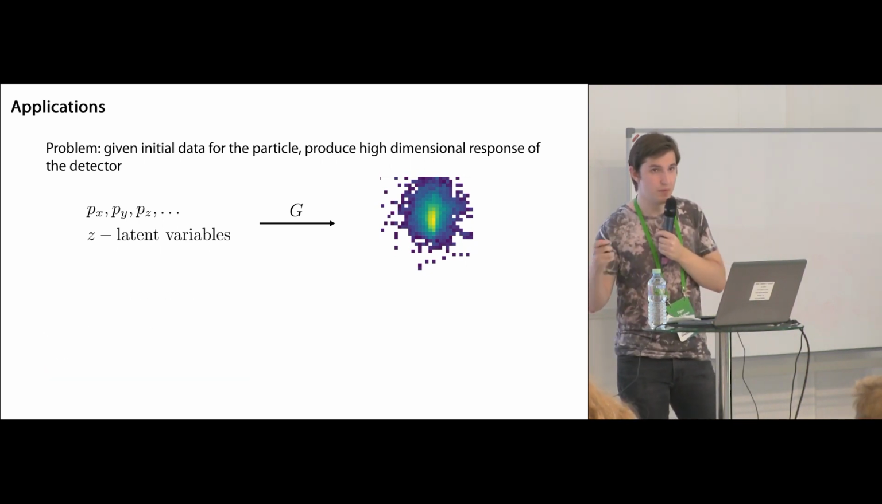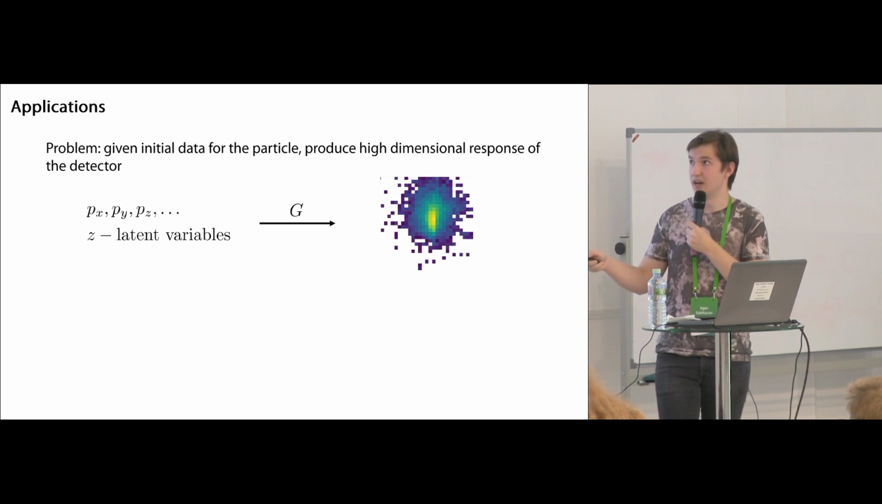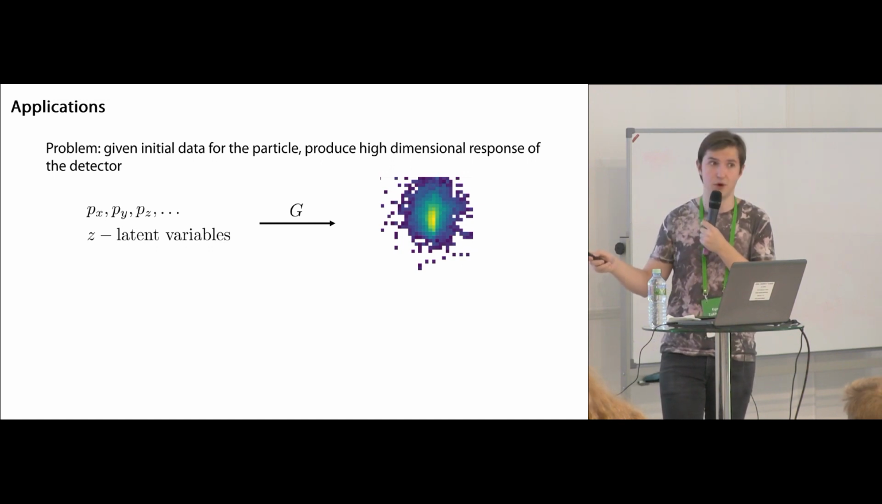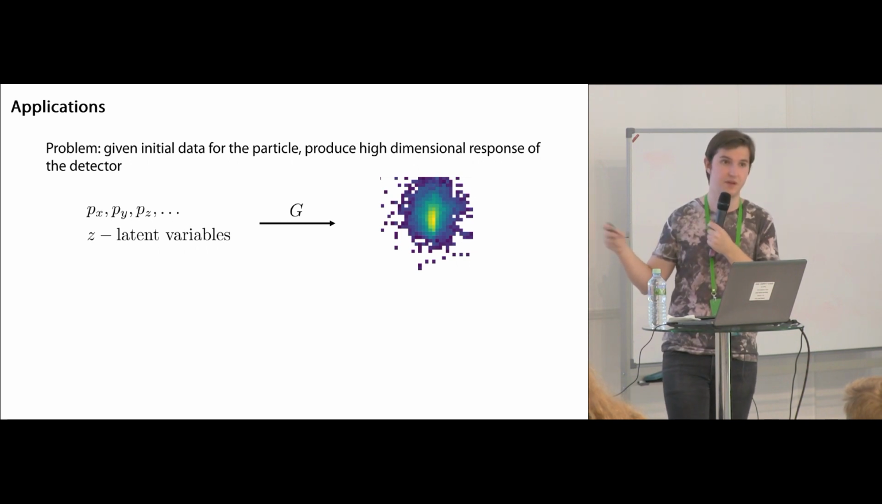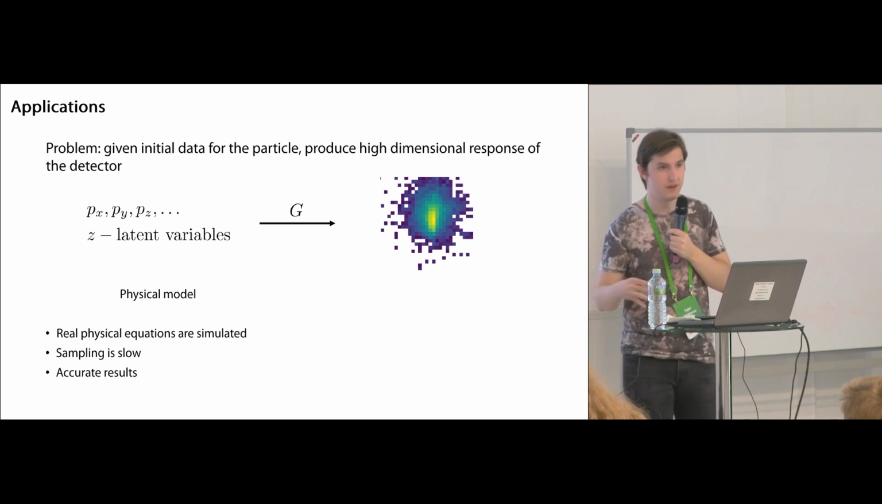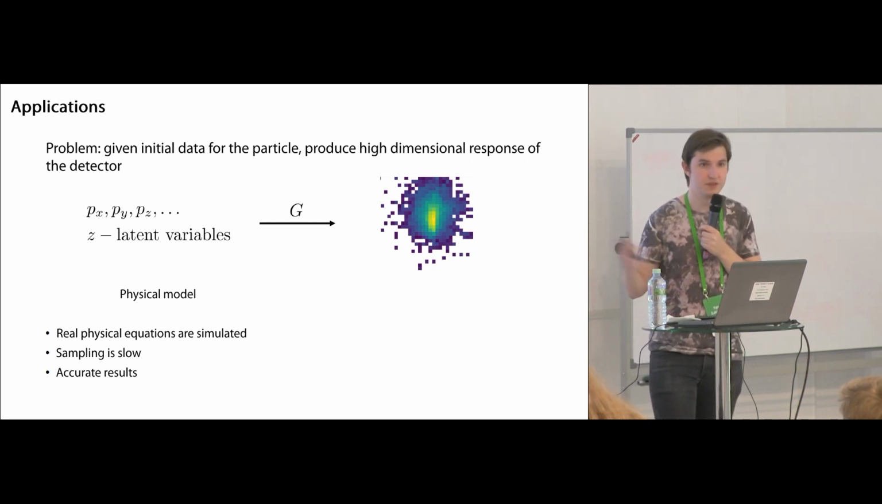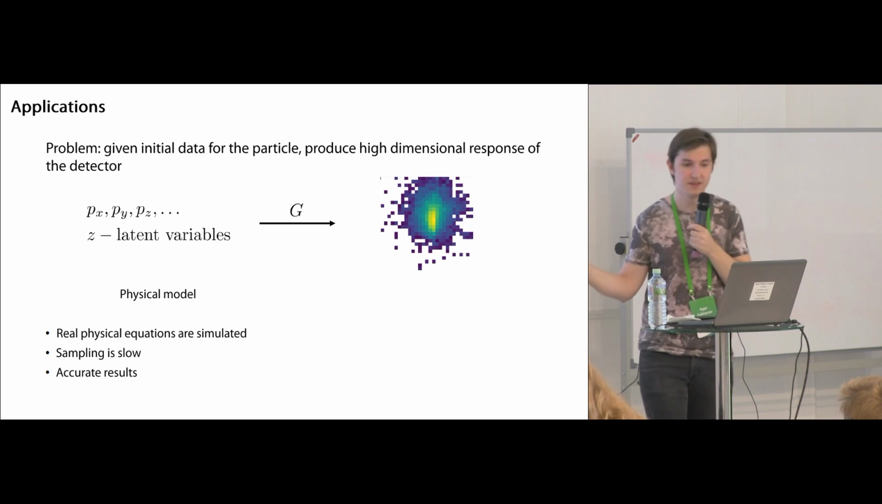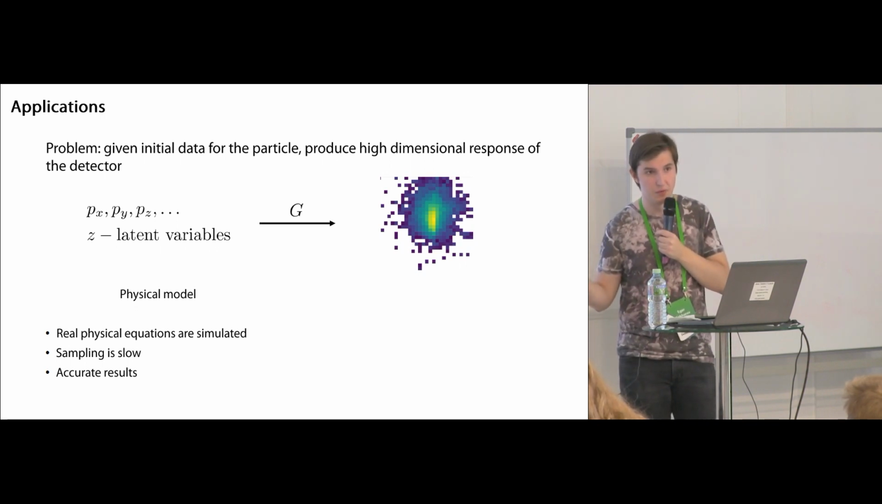What we would like to do is, given the vector of known data about the particle, produce some response which is reasonable and realistic. You could use a physical model for that and simulate the real physical equations. This is the best quality that you could get, but sampling is very slow.